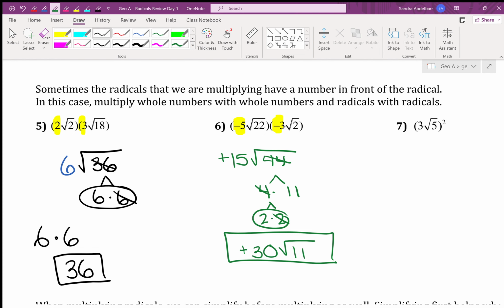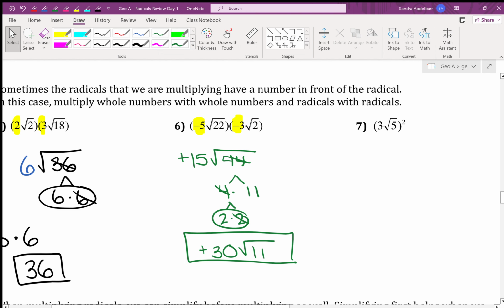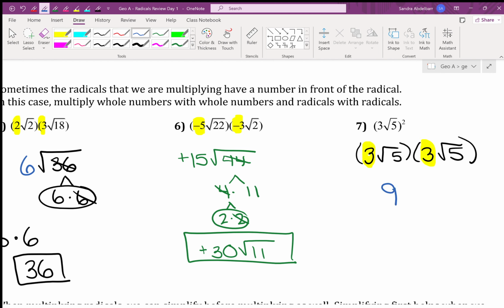All right, number 7. So we have 3 root 5 raised to the second power. Now remember, anytime you're raising something to the second power, you're just multiplying it times itself. So 3 root 5 times 3 root 5. So start off how we always do, multiply our coefficients. 3 times 3 is 9.